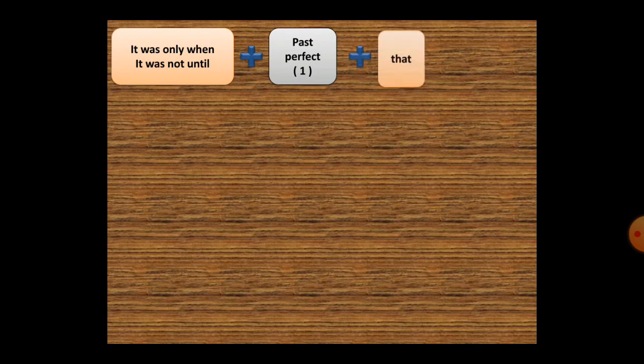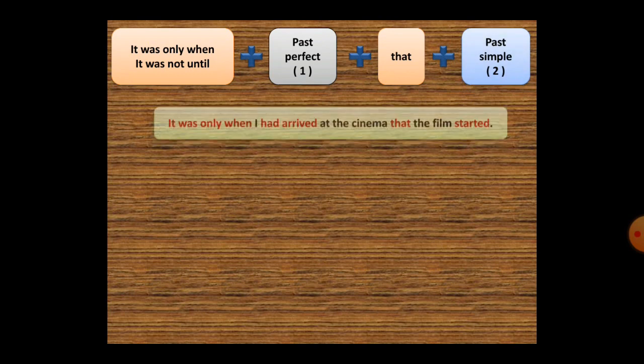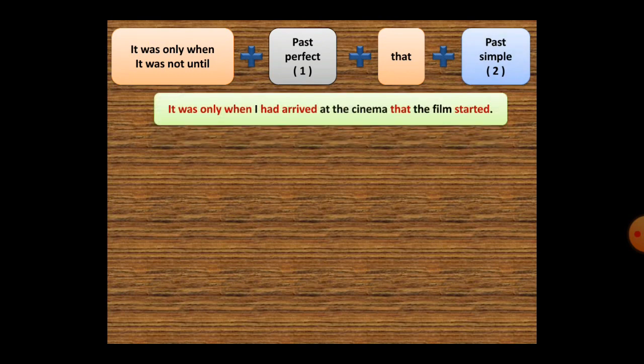Here's another keyword. It was only when, it was not until, followed by past perfect, the first action, followed by that, followed by past simple, the second action. Here's the example: it was only when I had arrived, so I had arrived first at the station, that the film started, the second action.